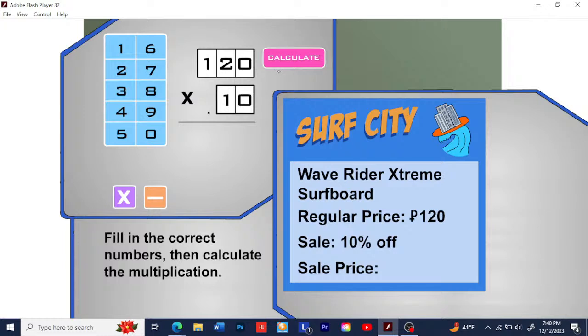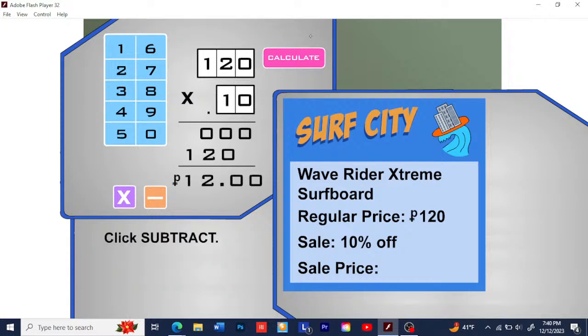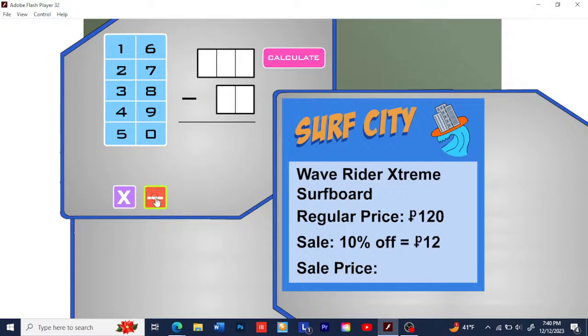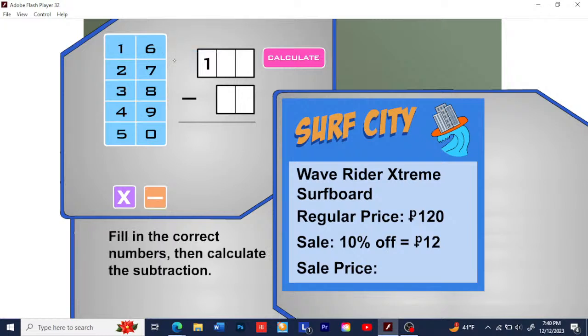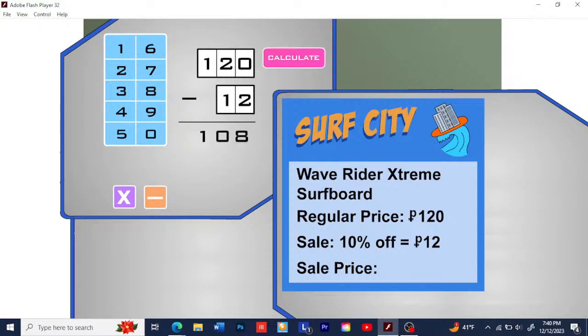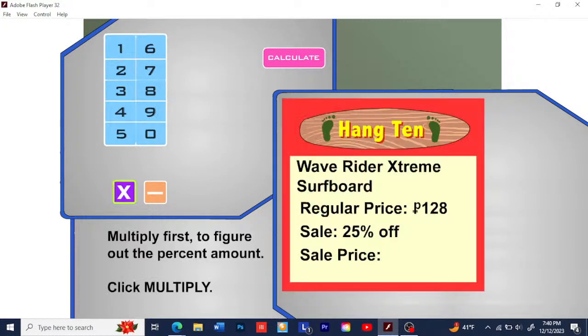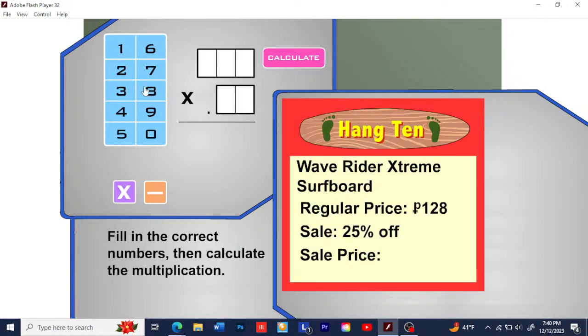Oh boy, there you go. You got it. That's the percentage off amount. On to the subtraction. Fill in the correct numbers, then calculate the subtraction. Awesome! Now we know the sale price of the Wave Rider Extreme at this store. Okay, on to store 2. Fill in the correct numbers, then calculate the multiplication.